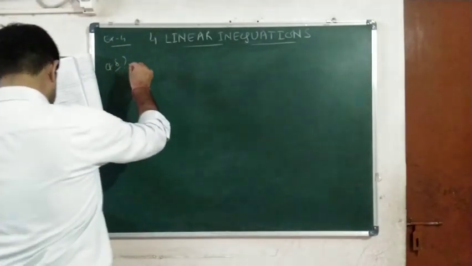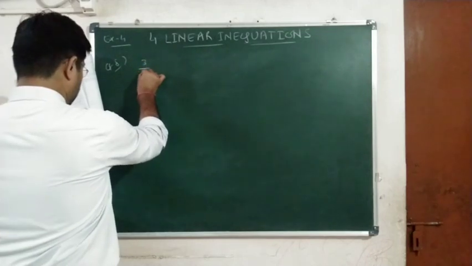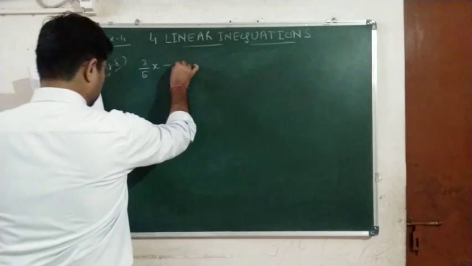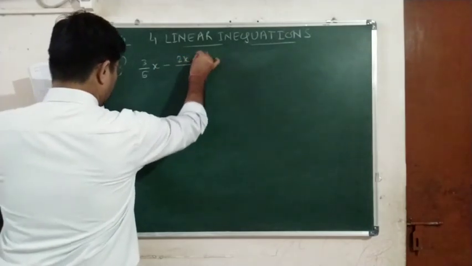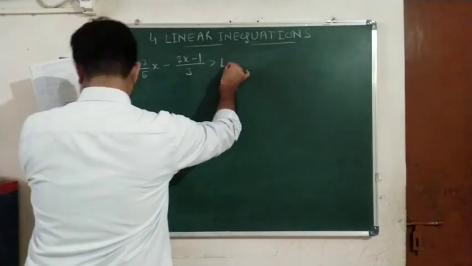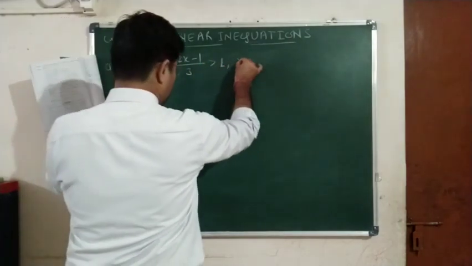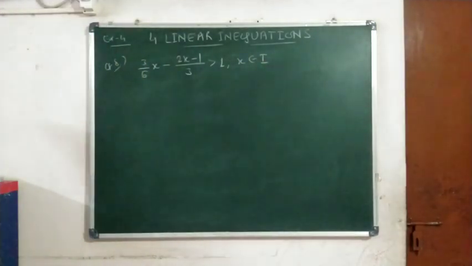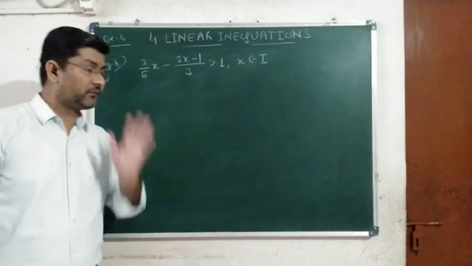Question number 8. 3 upon 5x minus (2x minus 1) upon 3 is greater than 1, where x belongs to I, the set of integers. Let us simplify this inequation first.